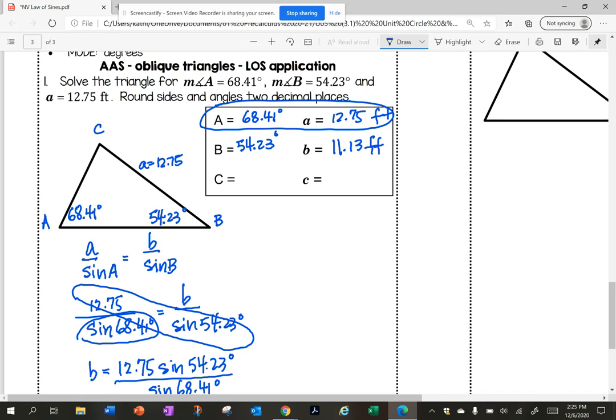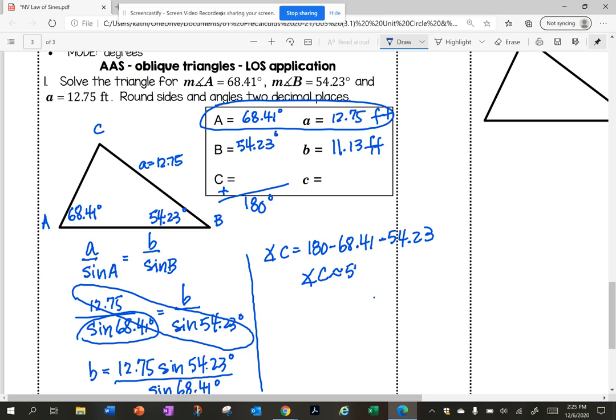Okay, so the next step I know is I have two of my three angles. So I know when I add up all three angles, these total 180. So to find the next step, I am going to calculate angle C. So I know angle C is 180 minus 68.41 minus 54.23. So I get angle C is 57.36 degrees.